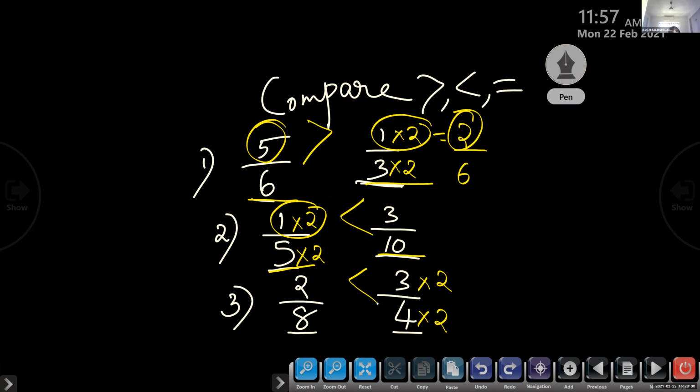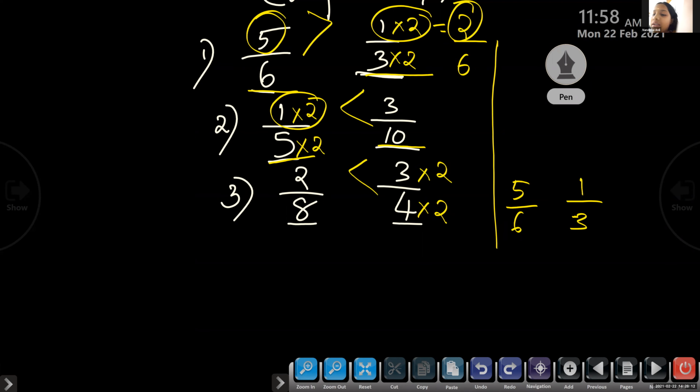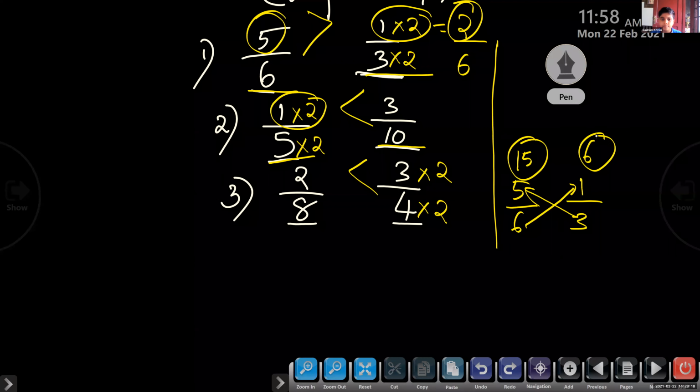Okay, children. Now see how we can use cross multiply for 5 by 6 and 1 by 3. 5 3s are 15, and 6 into 1 is 6. Which is bigger? 15 is bigger. This method is very easy. No need to find any LCM by any method. Just cross multiply.